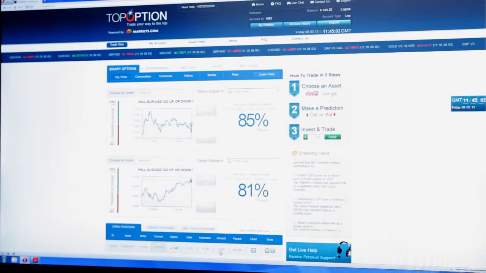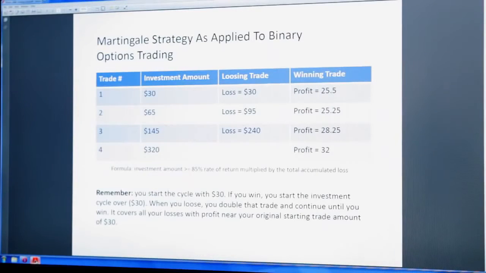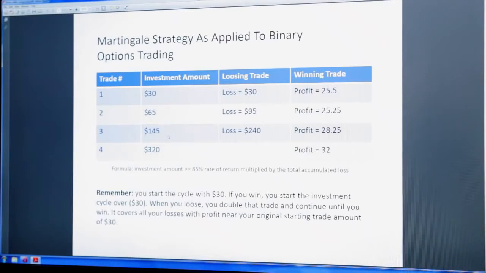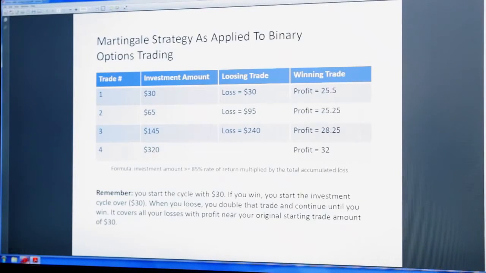So I want to refer back to our sheet here. We lost on the $30, our first trade. We lost on the $65, our second trade. Now for this one, we need to put down $145, which is going to give us a profit of $28.25 if we win, which will cover the $65, the $35, and the original $145. Yeah? So let's go back.